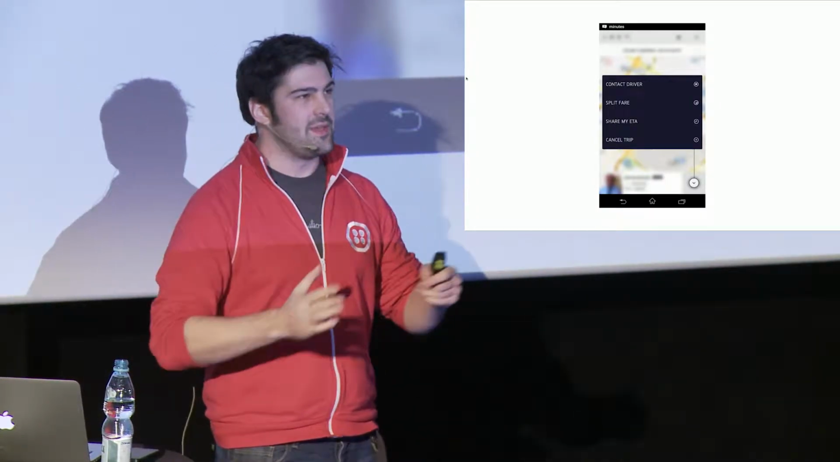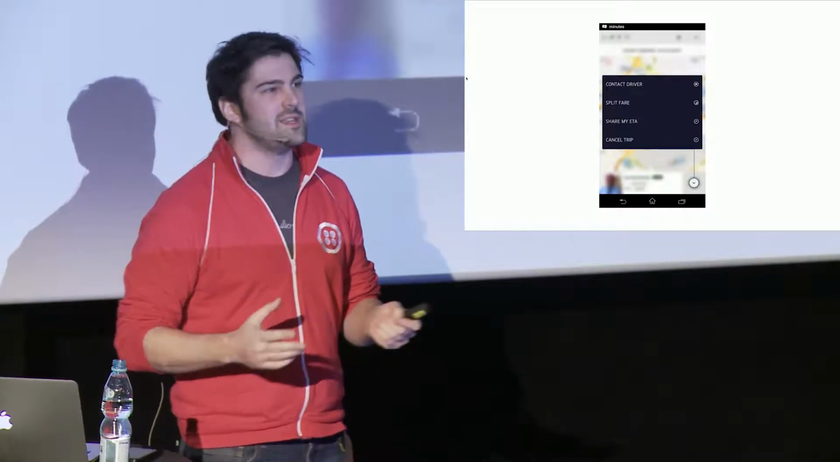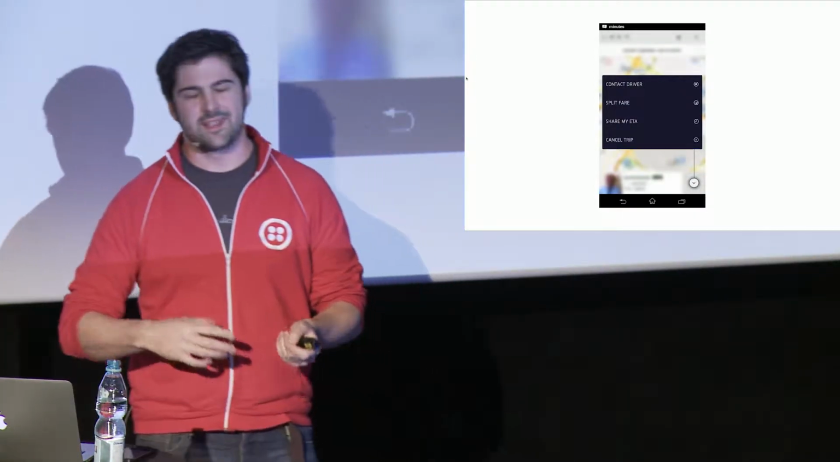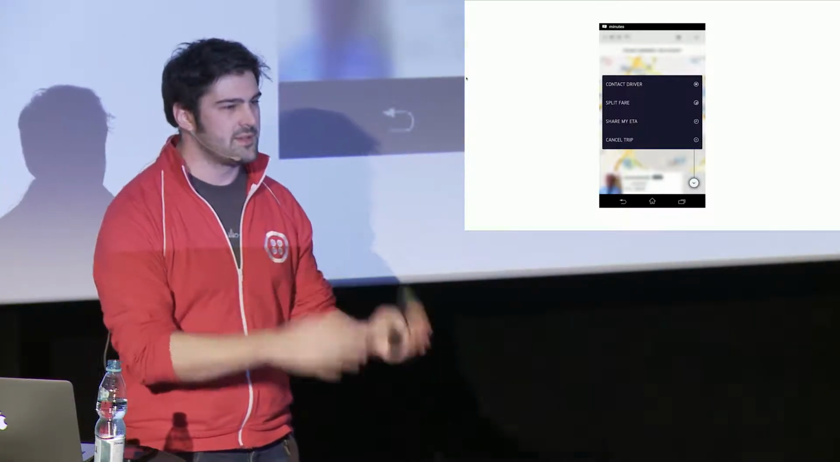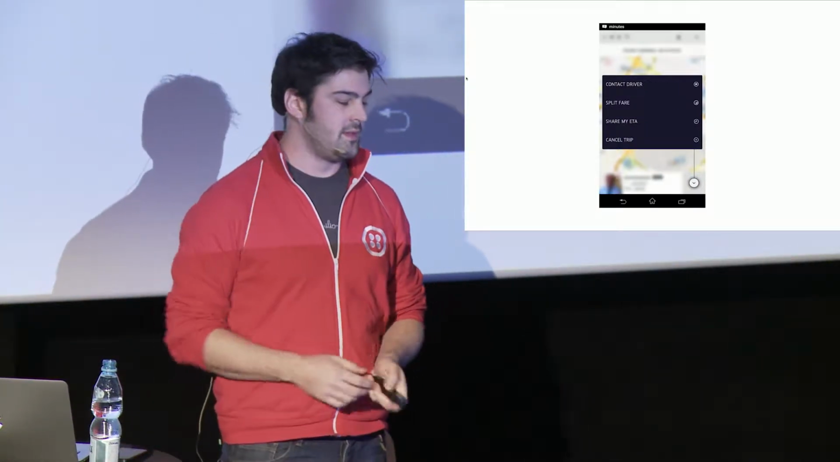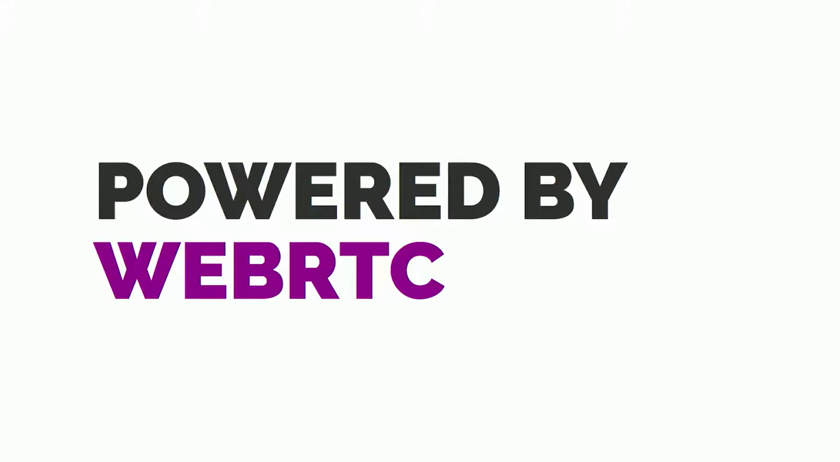Rather than, again, in the old days, if you'd call up a taxi firm after you'd booked a taxi in the first place, you'd have to remind them exactly who you are and where you're going and where you were and things like that. This is all just sorted by context and then communication. And both of those systems are, of course, powered by WebRTC.